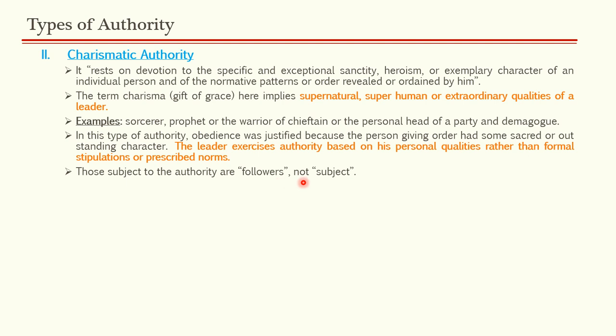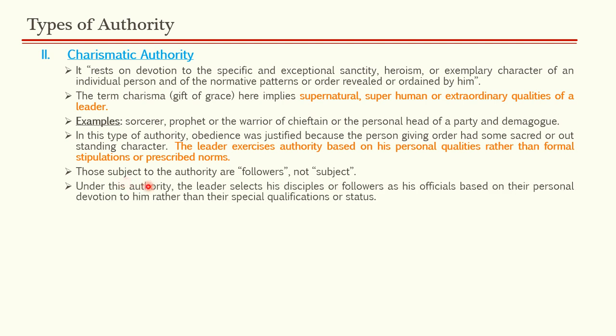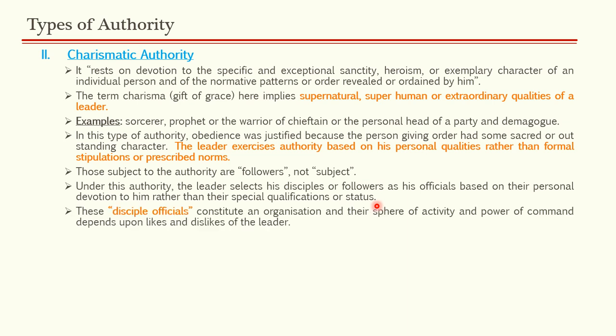Those subject to the authority are followers and not subjects. So basically in charismatic authority there are no masters, but still there are followers, because due to their charisma, their qualities and supernatural powers, people follow the leader. But the leaders are not masters. Under this authority, the leader selects his disciples or followers as his officials based on their personal devotion to him rather than their special qualifications or status. So again, there is no merit-based selection. He just selects them based on how loyal they are to him; their qualifications and status are not considered, just personal devotion to him.